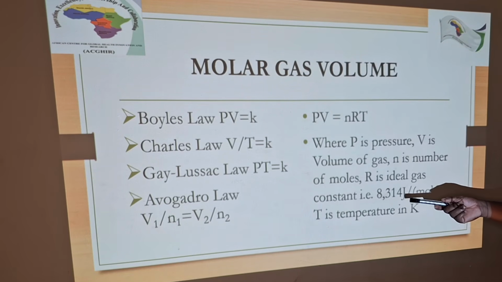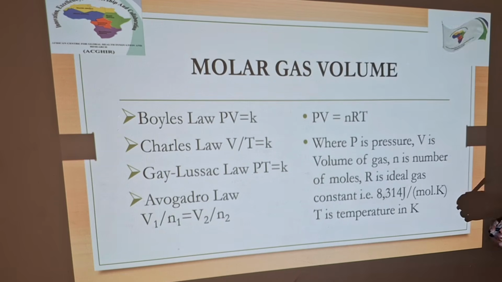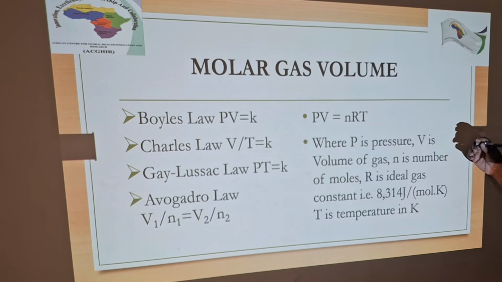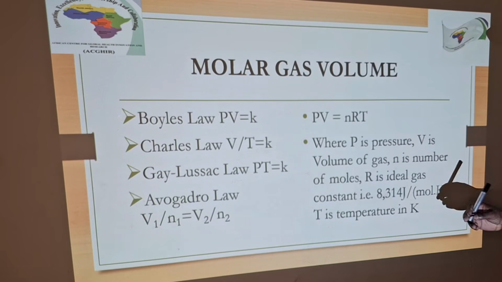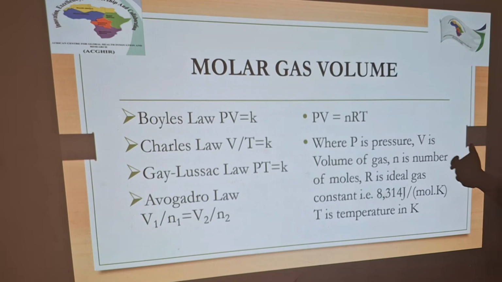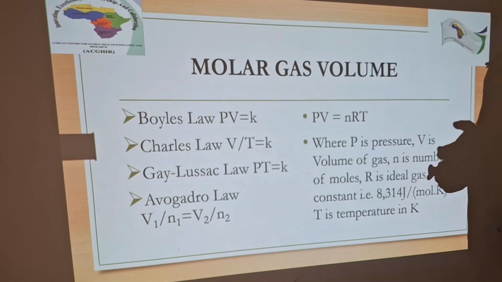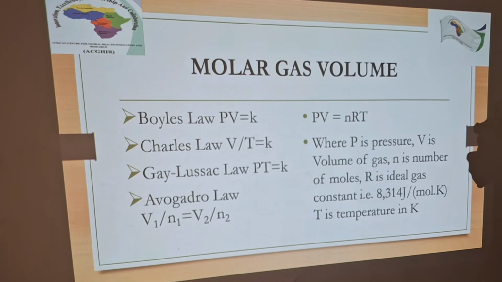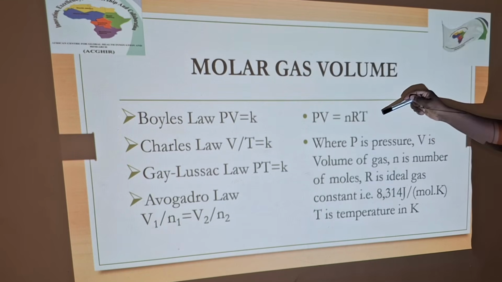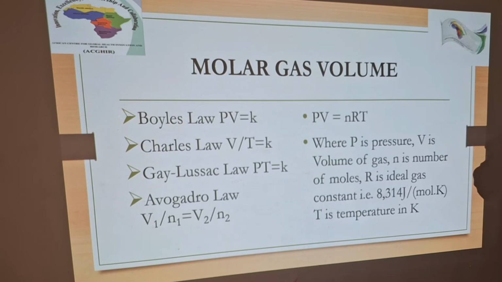Also take note of the units of R, the ideal gas constant. Sometimes it can be given as joules per mole per Kelvin. You should ensure that the units you use are always in sync with the units given in the question. If you do that, you'll be able to tackle any questions requiring you to work out the required volume or the pressure in this ideal gas equation.